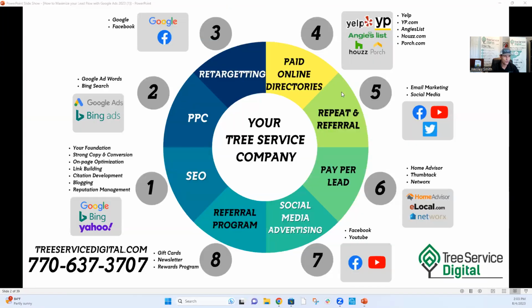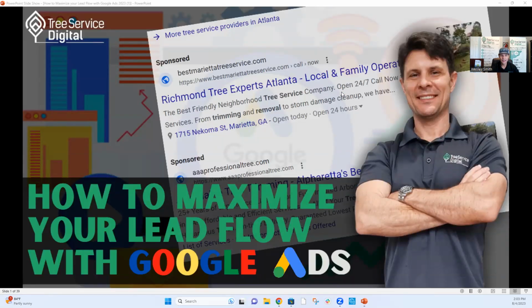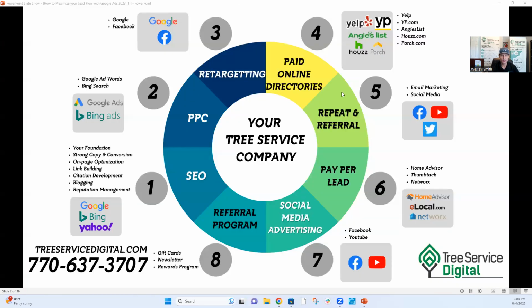This is part of our digital dominance wheel, which shows everything you need to do online to get the best results for your online marketing. They all work together, but number one is your website, your SEO, your Google reviews, your reputation, your rating. Number two is pay-per-click marketing, so it's Google Ads, Bing, Yahoo Ads, and things like that.